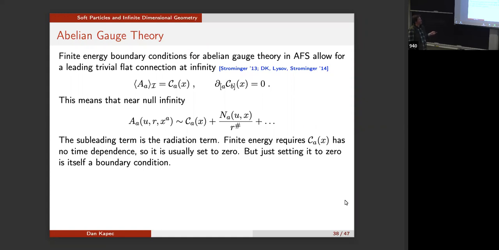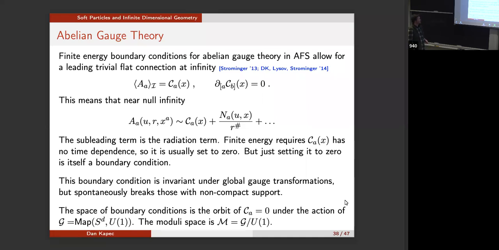But the fact that you can set it to 0 tells you basically that we're also allowed to vary the S matrix along this flat direction in field space. And what's going to happen is that the soft photon theorem is basically going to be a covariant derivative with respect to this non-dynamical degree of freedom that labels S matrices. Okay? So this boundary condition for generic flat connection on the celestial sphere is invariant under the global gauge transformations, but it spontaneously breaks all the other ones with non-compact support. So in this case, the vacuum geometry is just the space of flat connections on the d-dimensional sphere, which is basically the space of large gauge transformations mod U1.